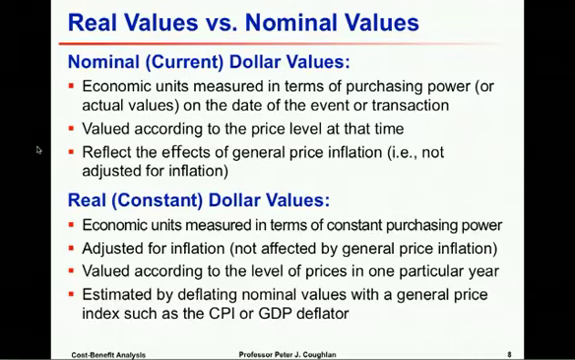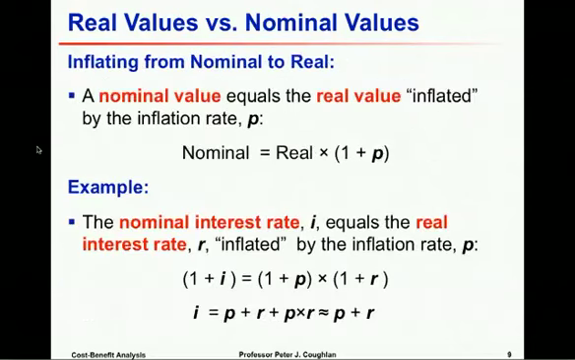So you can sort of ignore inflation if you're given things in terms of real or constant dollar values over time. And again, as we mentioned, we estimate these by taking nominal values and, quote unquote, deflating them using the value of a general price index such as the CPI or the GDP deflator. What do we mean by deflating or inflating? Well, to give you an idea of how nominal and real are related.